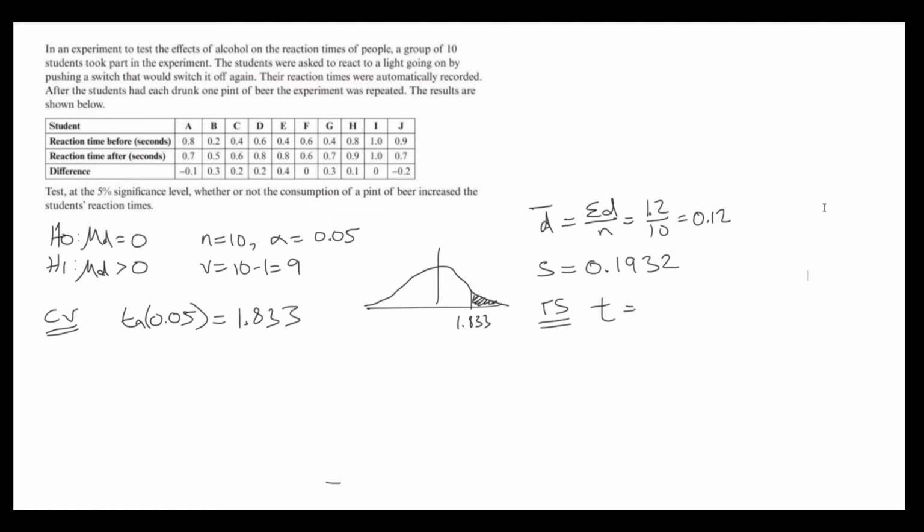Okay, so from there, our test statistic, this time, is going to be d bar minus mu d over s over root n. Just substitute those values in, let the calculator do the hard work. Just double check you have all the right values in all the right places. And our test statistic comes out as 1.964.